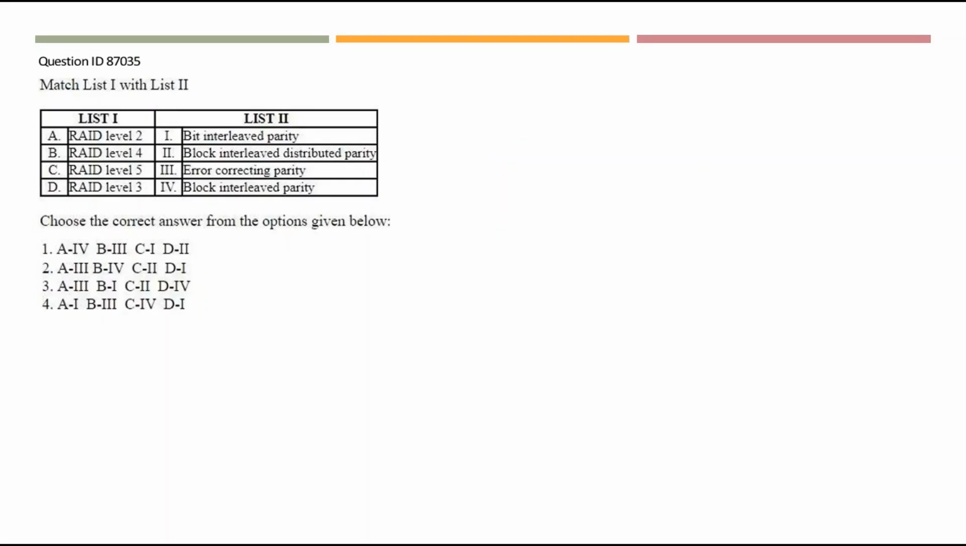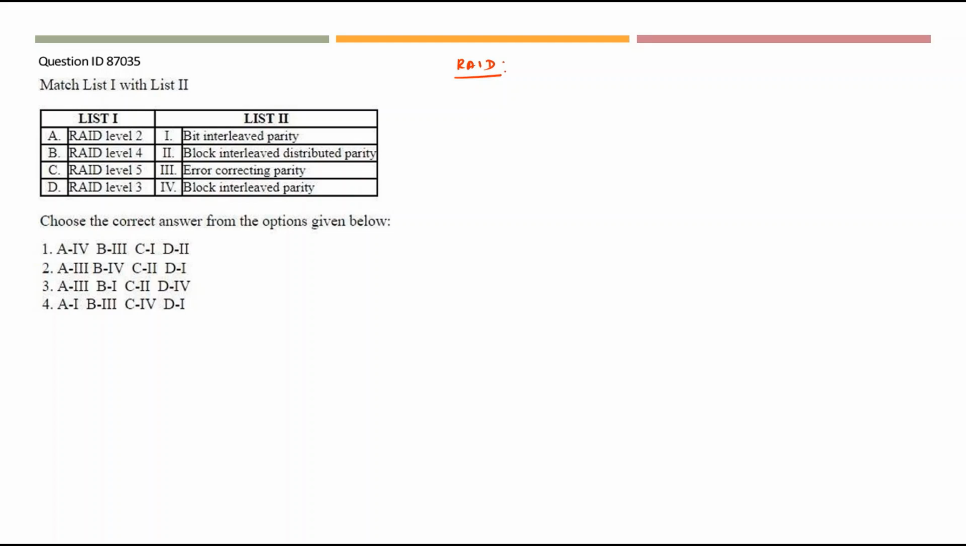Next question, matching list 1 with list 2. Actually, RAID belongs to unit 5, operating system topic, but RAID is also discussed in DBMS books and in some computer architecture books too. So for the purpose of keeping 10 questions in one unit, I have just kept RAID here in unit 4. Let's see what are the RAID levels.